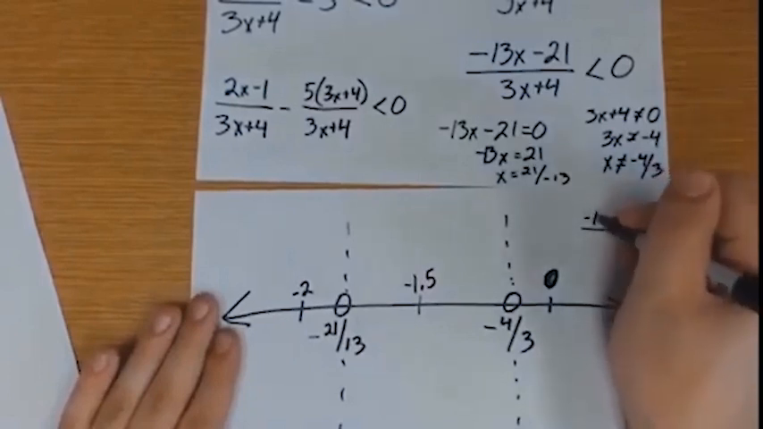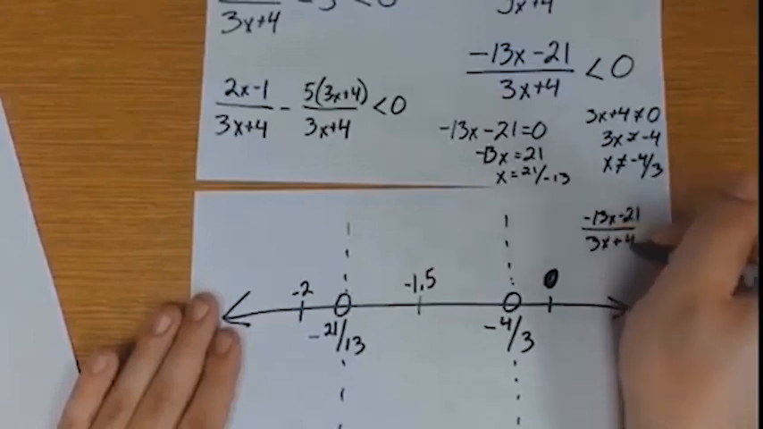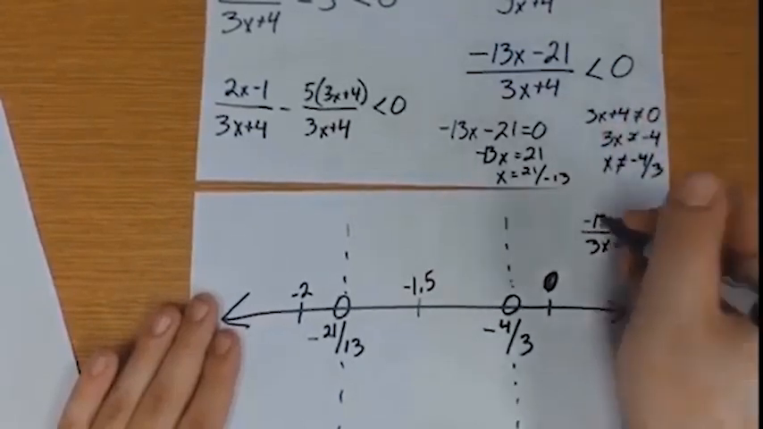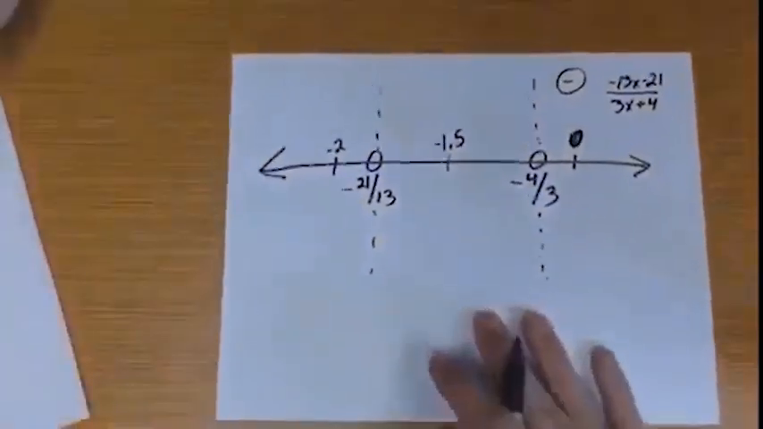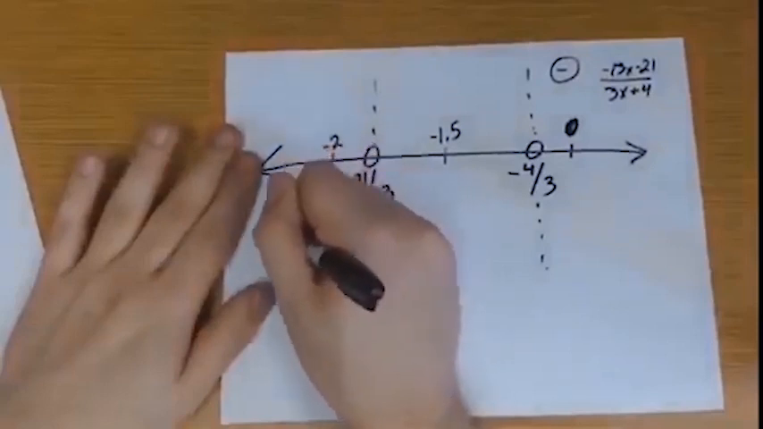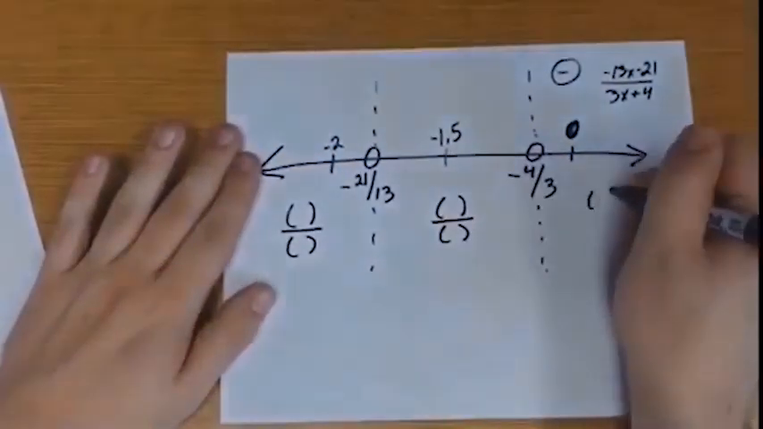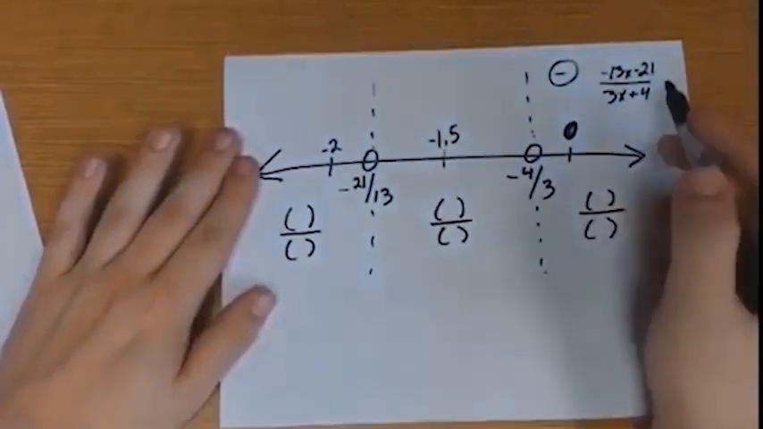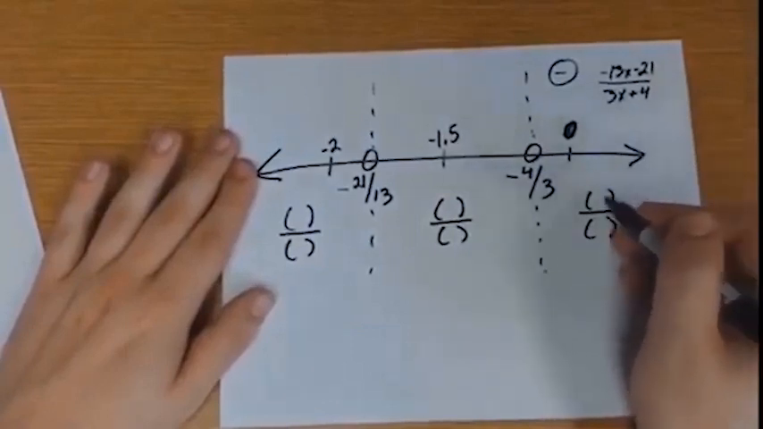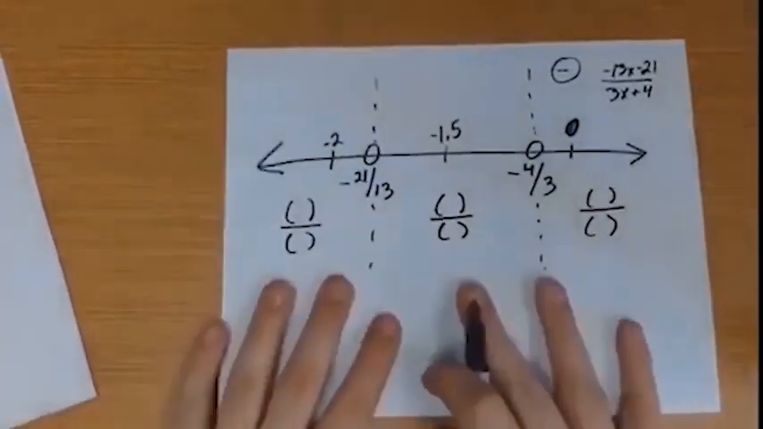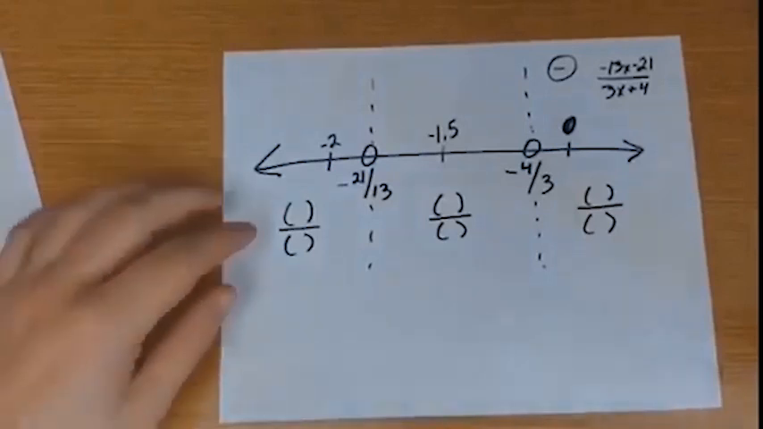Our fraction is going to be negative 13x minus 21 over 3x plus 4, less than 0, so we want it to be negative. So set up one thing over one thing. In your homework, you might get problems where we have a factored form on top and a single thing on the bottom. So you might have 2 on the top, 1 on the bottom. I just call this a sign check because we're checking signs.